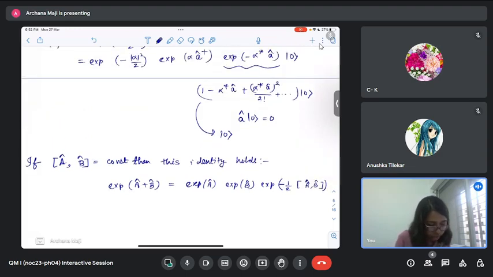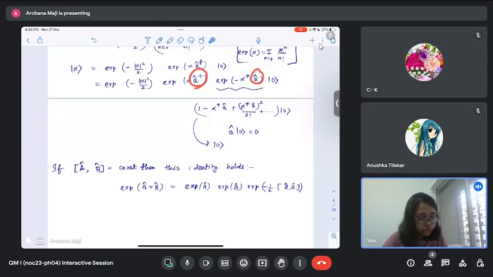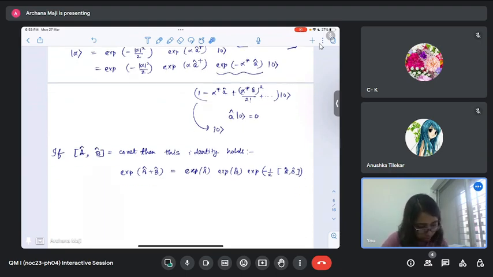Now you can see here we have these three exponentials. The order of these will not matter, because the commutator of A and B is a constant, so you can write it here or here, it doesn't matter. But you should keep in mind that a dagger and a do not commute, so you shouldn't write this particular exponential here, because you cannot just switch them back and forth. That is one point.